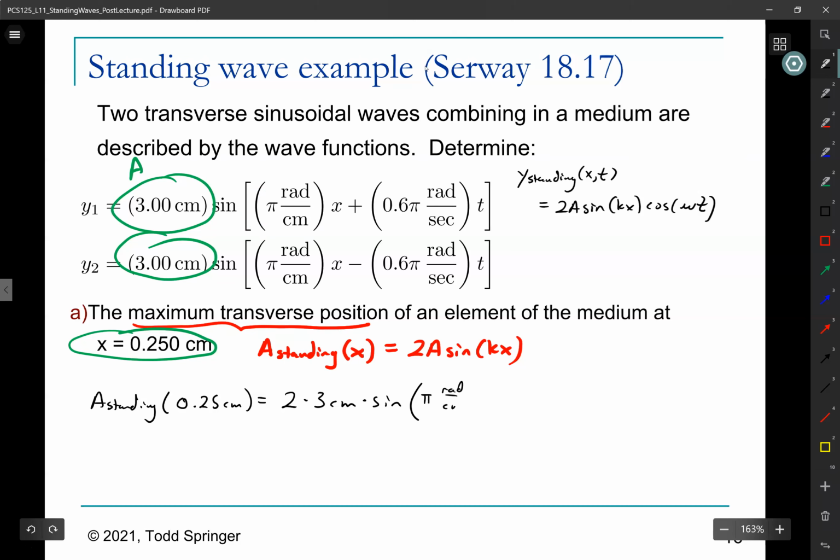Radians per centimeter. And then times x, I'm going to put in 0.25 centimeters. So what is this? This is 6 centimeters times the sine of pi over 4 radians. And the 1 over 4 came from 0.25, right? 0.25 is 1 over 4. So that's 6. I happen to know that the sine of pi over 4 is 1 over square root of 2 centimeters.